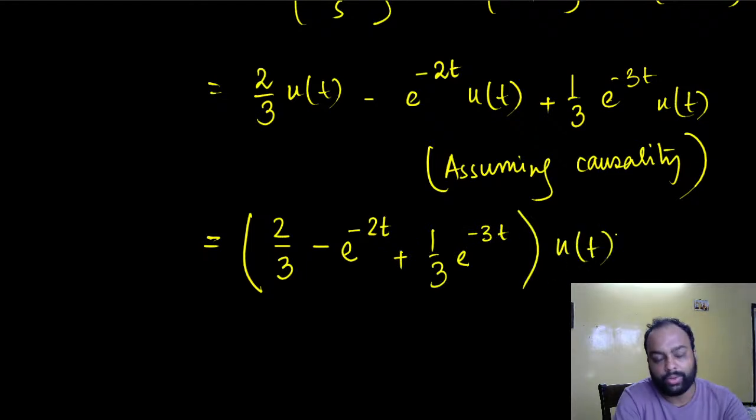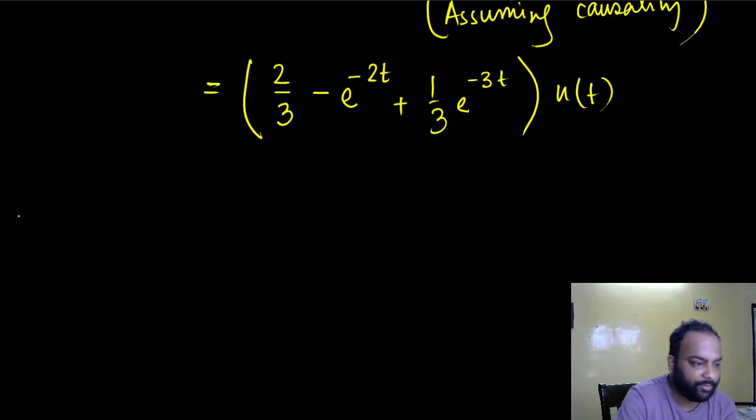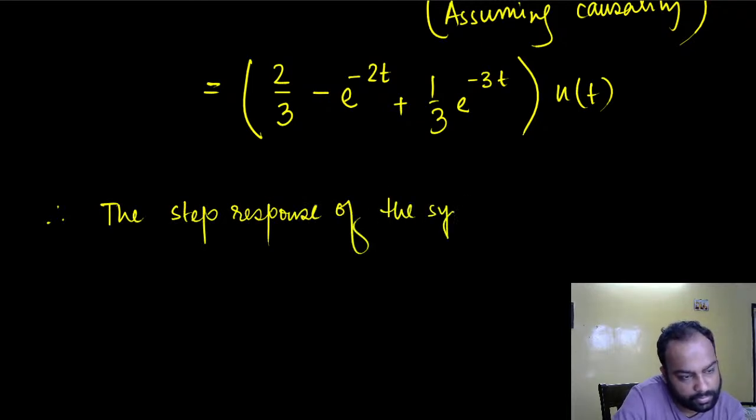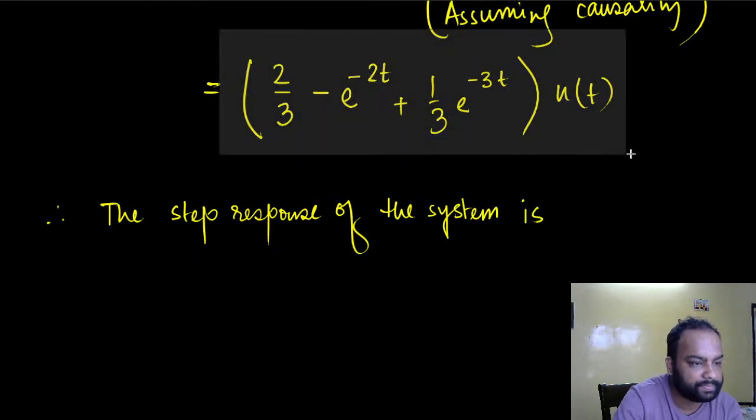Again, this product with u(t) essentially means that the output of the system would be 0 if t is negative. Right? So we have calculated the output of the system too. So therefore, the step response of the system, which is essentially the response of the system when the input is a unit step, is this signal.